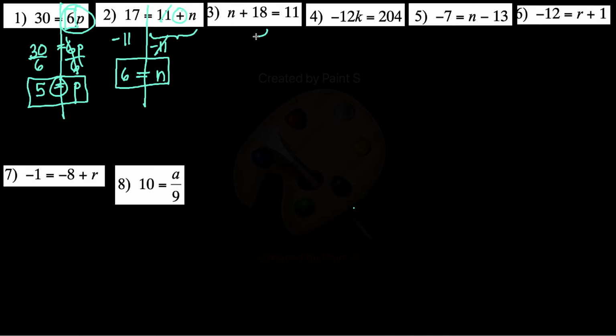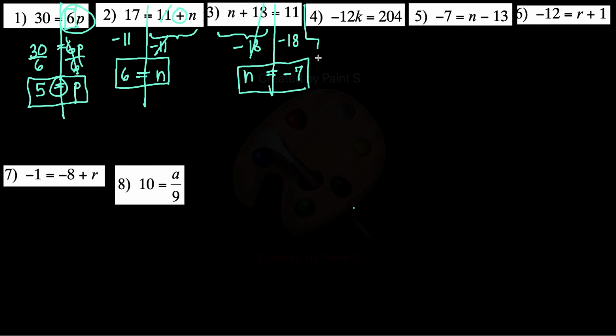Again, similar. On this side of the equal sign, I have the n. I want the n by itself. All I do in this case is subtract 18 on both sides. N plus 18 minus 18 is just n, because 18 minus 18 is 0. 11 minus 18 is negative 7, and we're done.